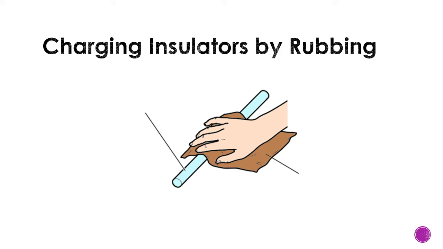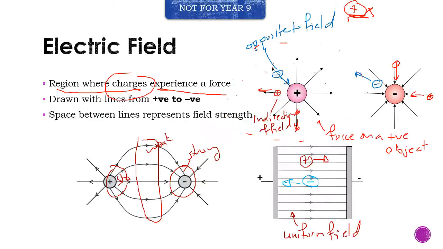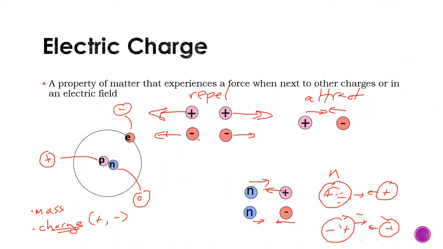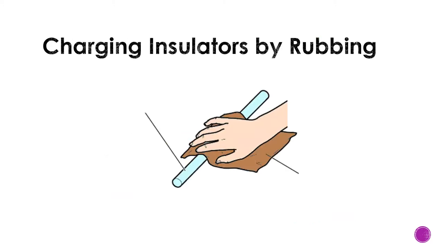But before we talk about delivering electricity and anything else, we want to talk about how do we make something charged. In the previous examples, I just said, hey, we have a positively charged object and a negatively charged object, a positively charged object and a positively charged object, and they repel or they attract and so on. But how do we make something positive or negative?